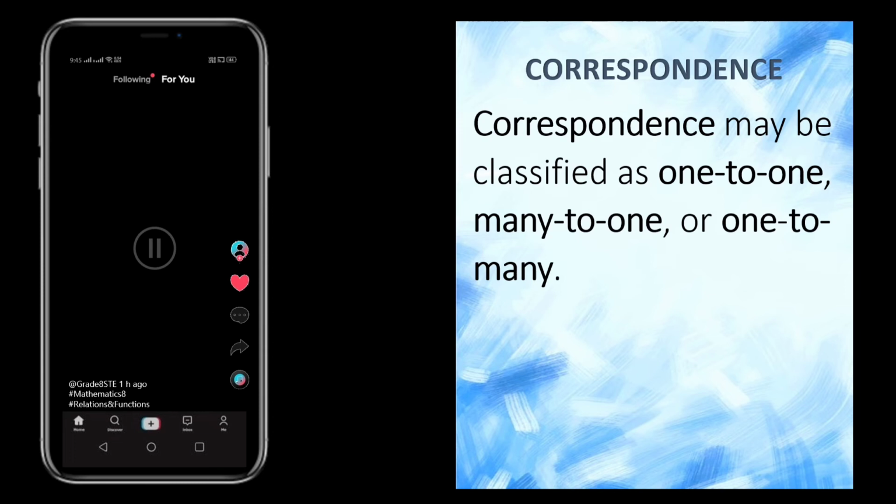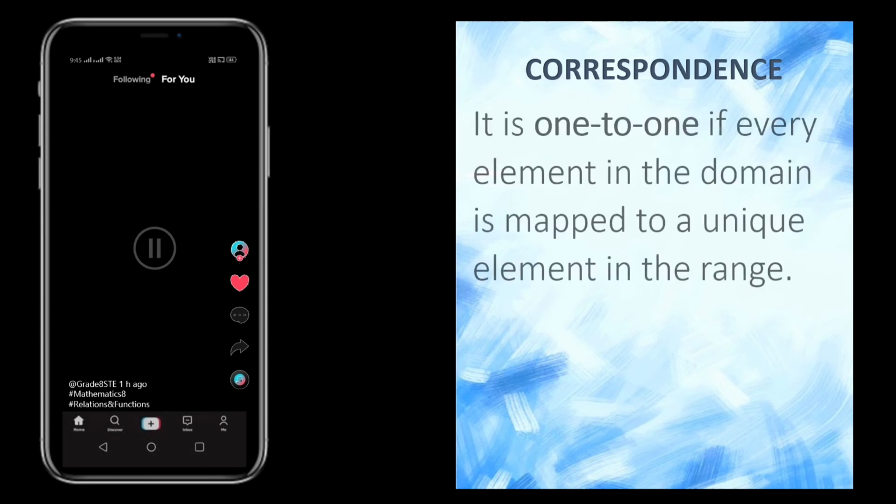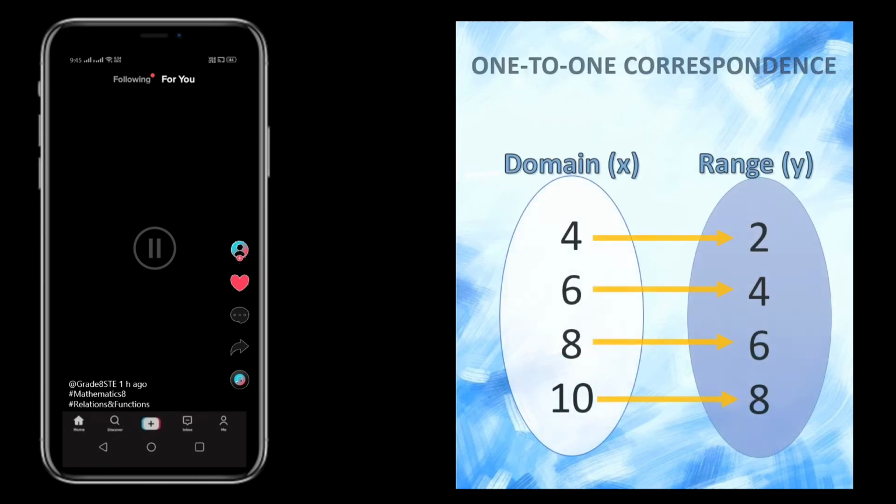Now, let's talk about correspondence. A correspondence can be classified as one-to-one, many-to-one, or one-to-many. For one-to-one, every element in the domain is mapped to a unique element in the range. So, isa-isa lang. Bawal ang maulit. Bigay tayo ng example. In this relation, only one element in the domain is mapped to one element in the range. Isang element sa domain sa isang element sa range. Tandaan nyo yun, ha?